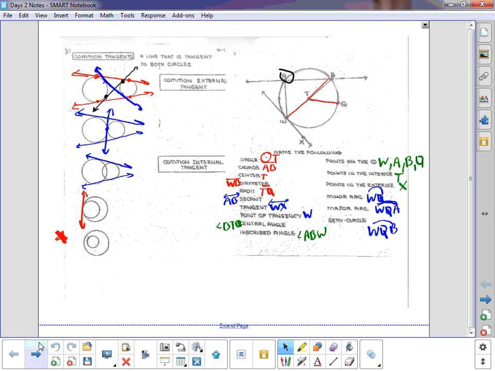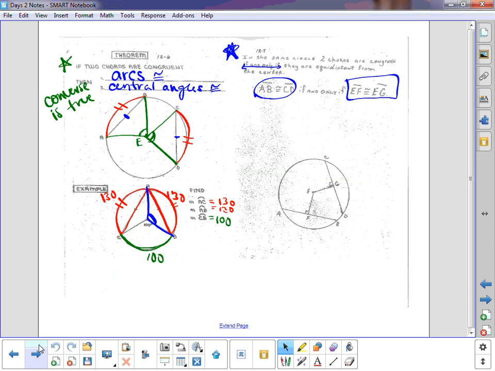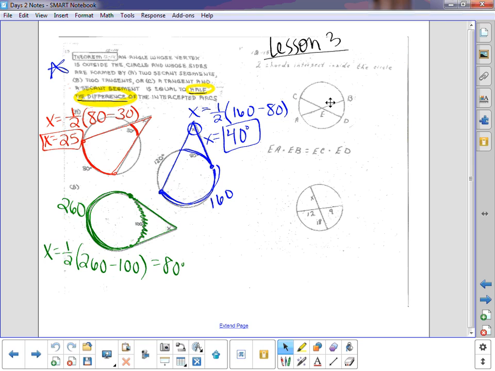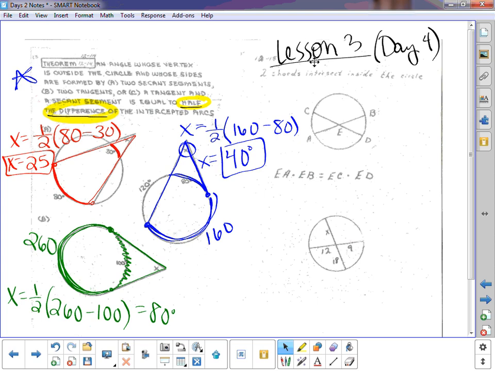All right, I believe we are on the very back side. It's like the top right and then the bottom ones. So on the back side of those notes, written up here, this is lesson 3, it's day 4. Go to the back side, keep flipping, keep flipping.